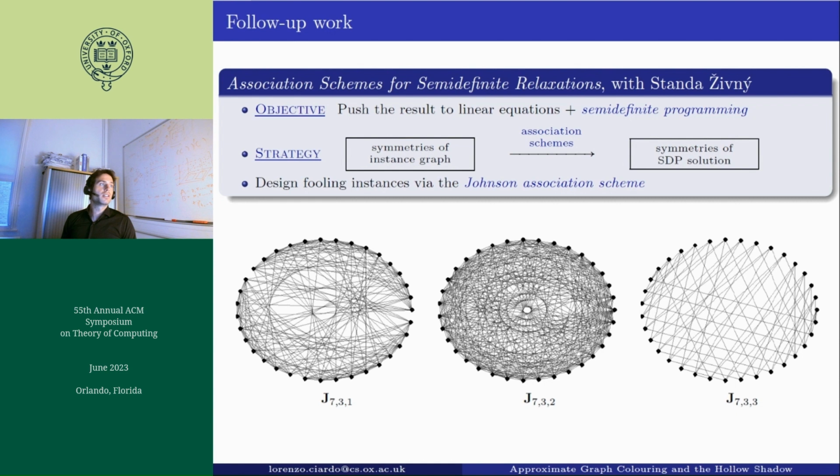More specifically, we can design some fooling instances for the problem by using one particular association scheme known as the Johnson association scheme, of which you see some examples here.